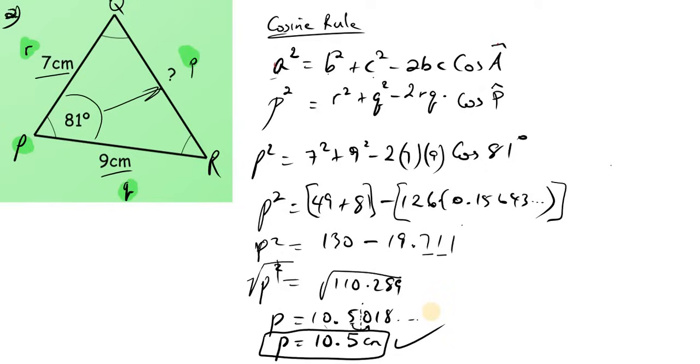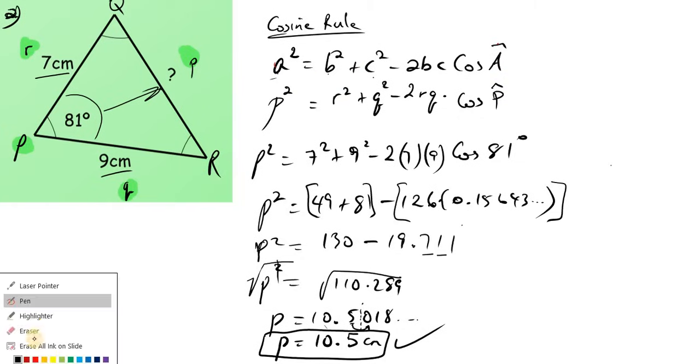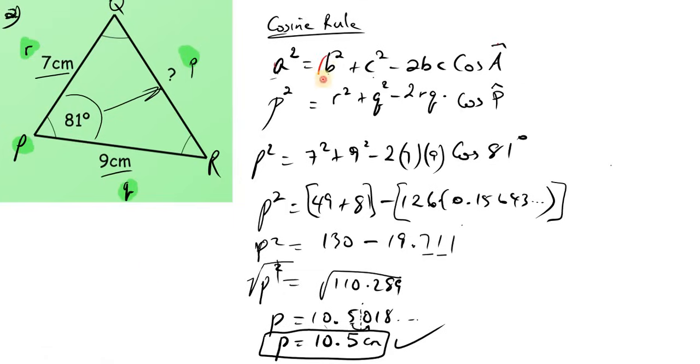Notice that I didn't just show you the formula and plug in the values. I also want you to understand what these letters or variables represent. Again, in summary, in the formula a squared equals b squared plus c squared minus 2bc cosine A, the b and the c represent the two sides that form the included angle, here 81. The included angle is our A.